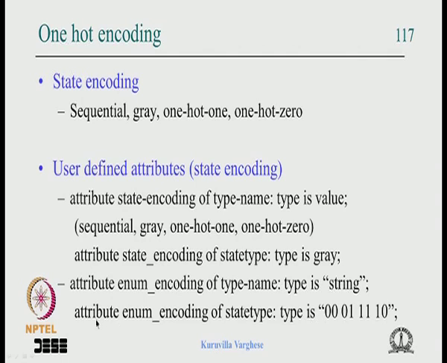Or you can even specify attribute enum encoding of state type, type is, you can say S0 is this, S1 is this, S2 is this, S3 is this. You can literally specify the state encoding. Now this is vendor dependent, this is not a part of VHDL, this is a user defined attribute, so you have to refer to the vendor tool manual whether they support it.